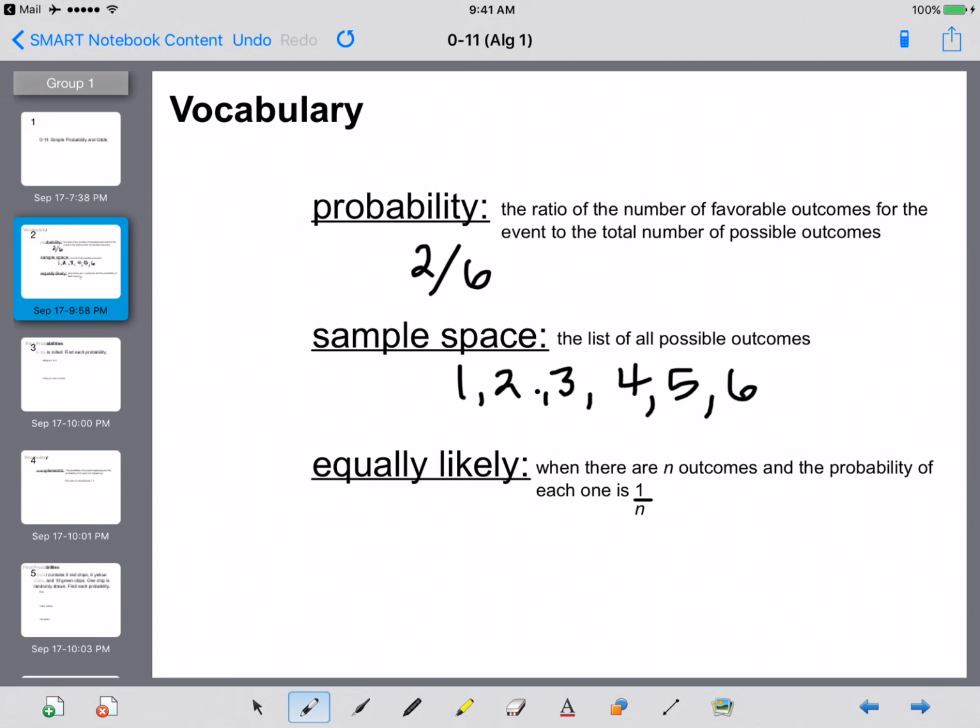An event is equally likely when there are n outcomes, and the probability of each one is 1 over n. So for example, rolling a die, the probability of rolling 1 would be 1/6. Your probability of rolling any number is 1 out of the total number of possibilities, which is 6. So the probability of rolling a number on a die is equally likely.